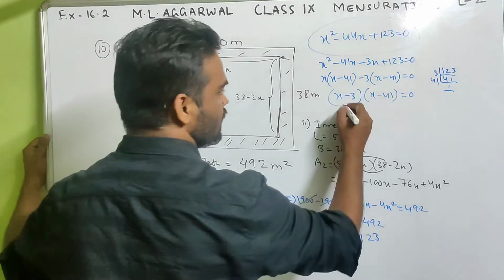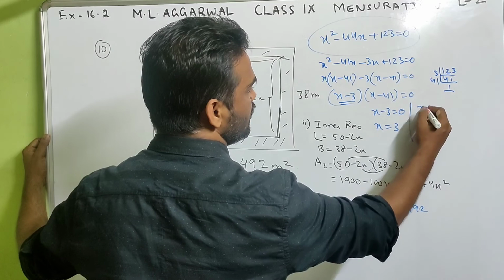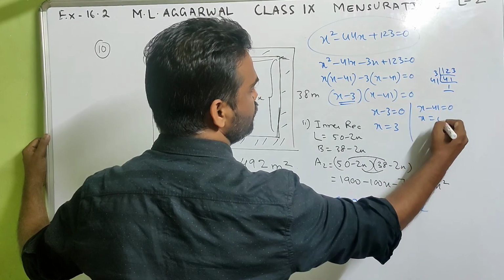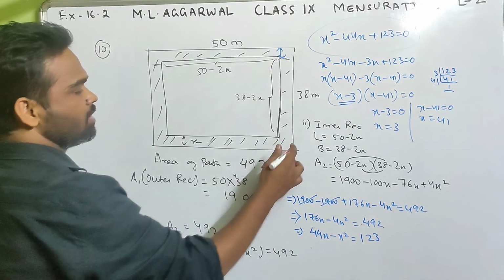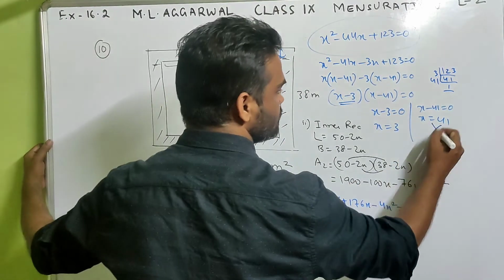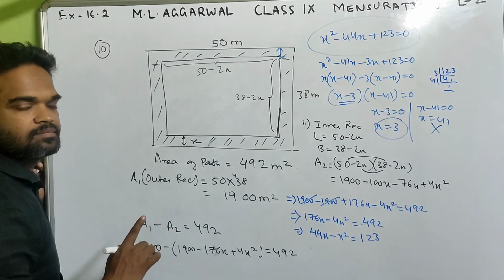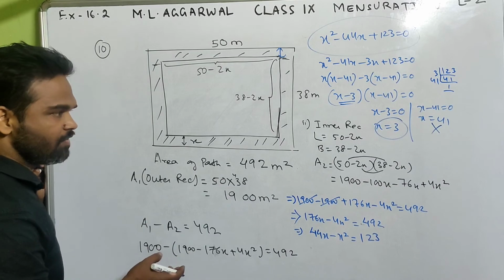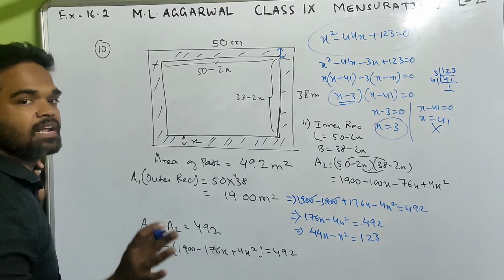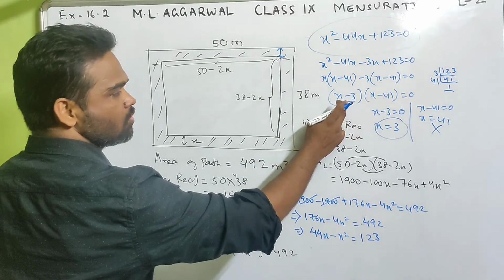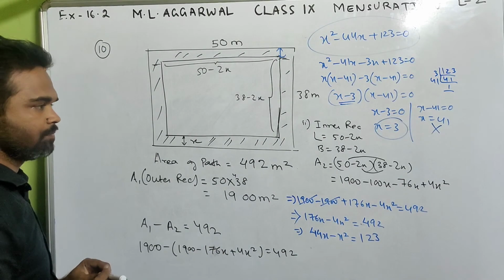Then by the zero product rule, can I say x minus 3 equals 0, which is x equals 3. Over here x minus 41 equals 0, so x equals 41. That is not possible because this can't be 41. This can't be greater than 38. So this is not possible. So what is the width? The width is 3 meter. Done. Frame the equation, you get a quadratic equation. Simplify it by middle term factorization, then the zero product rule: this is equal to 0 or this is equal to 0. You get the answer, 3 meter.